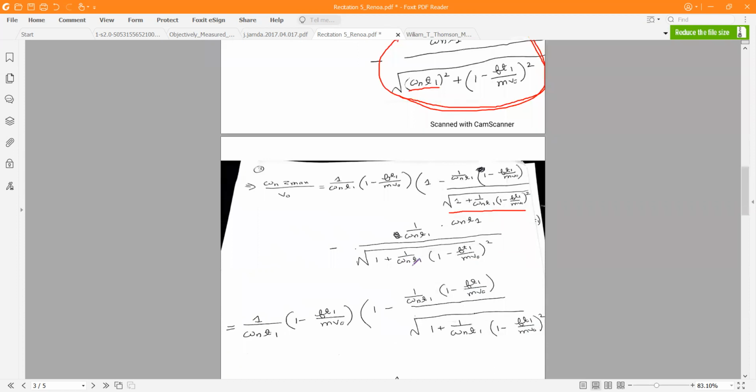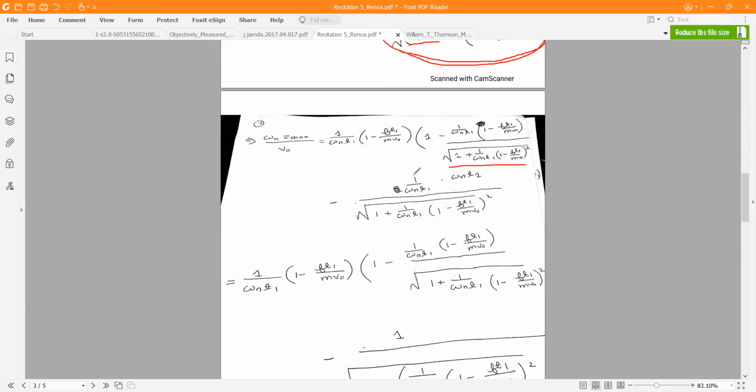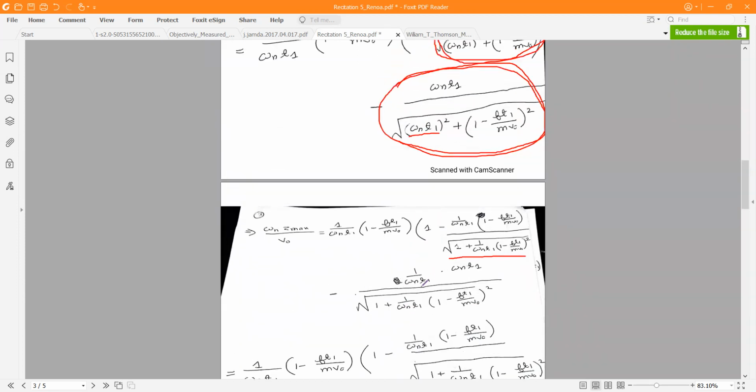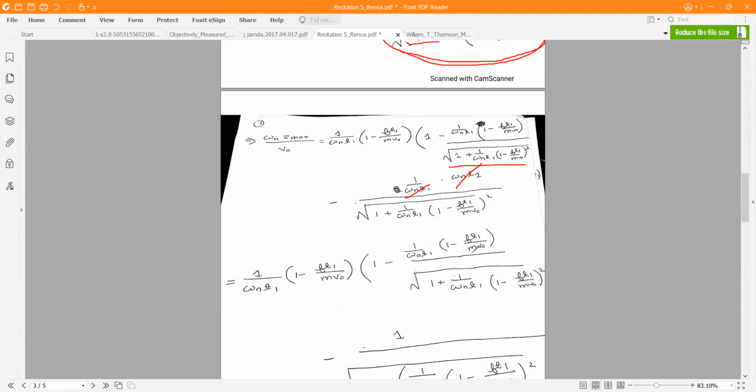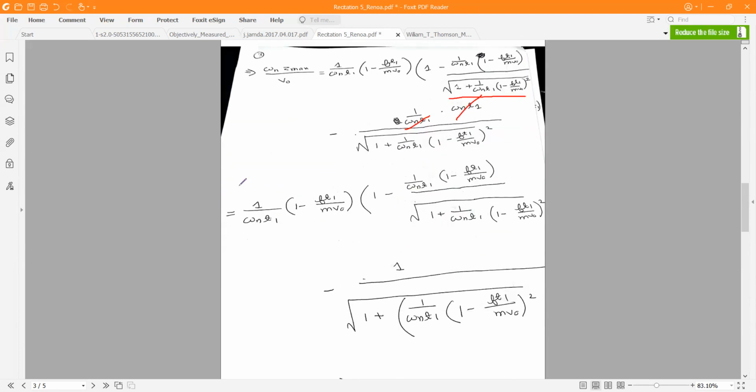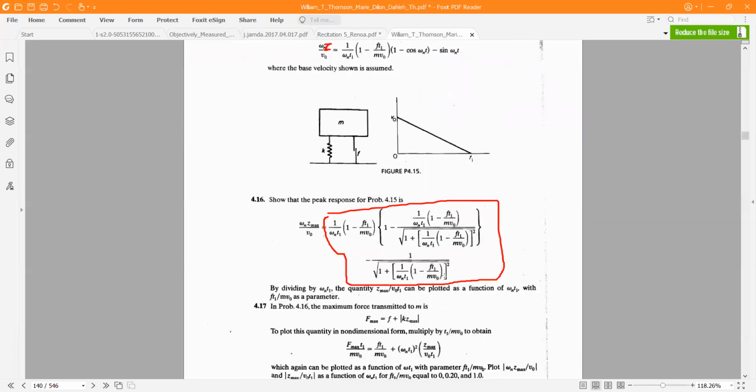If I multiply it by 1 over omega n t1, this one gets cancelled, and for here it will give us the same expression. So the (omega n t1) squared will become 1, and there comes a 1 over omega n t1 multiplied by 1 minus F t1 over m v naught. So from that we get the form given in problem 4.16, and our equation is proved. Here it is.